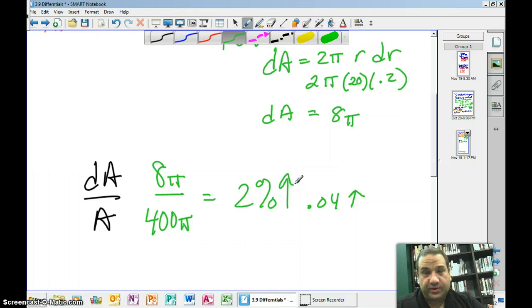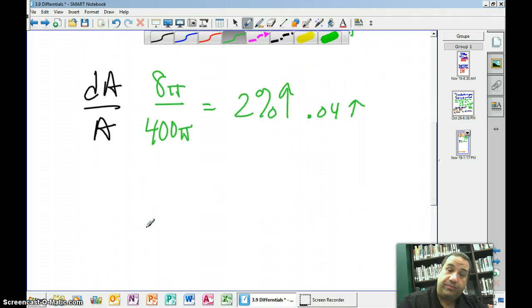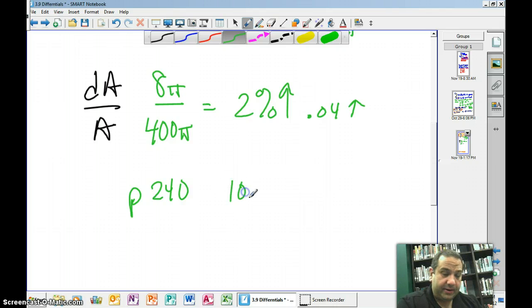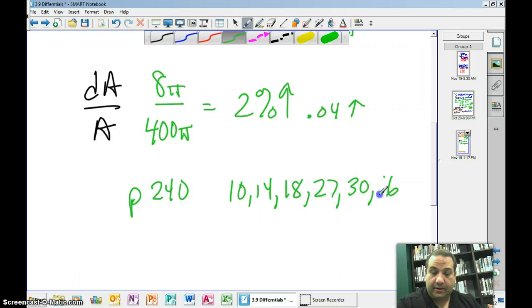So we like to talk about percent increase and decrease. All right, homework or practice problems, page 240. We're going to try, these aren't in order. Oh, they might be. 10, 14, 18, 27, 30, and 16. I don't know why 16 is at the end, but it is.